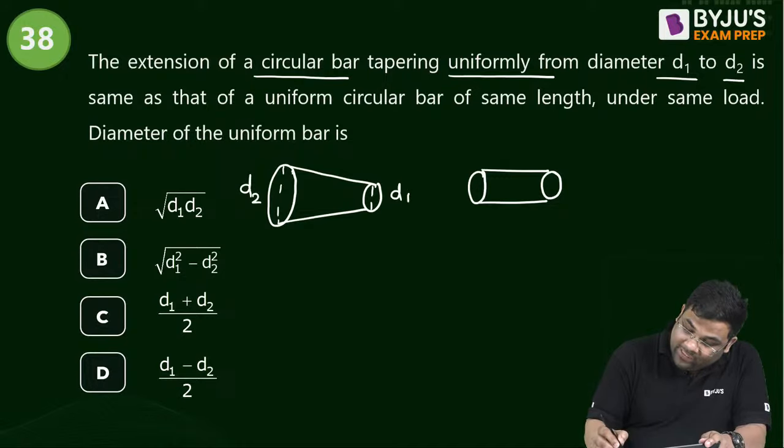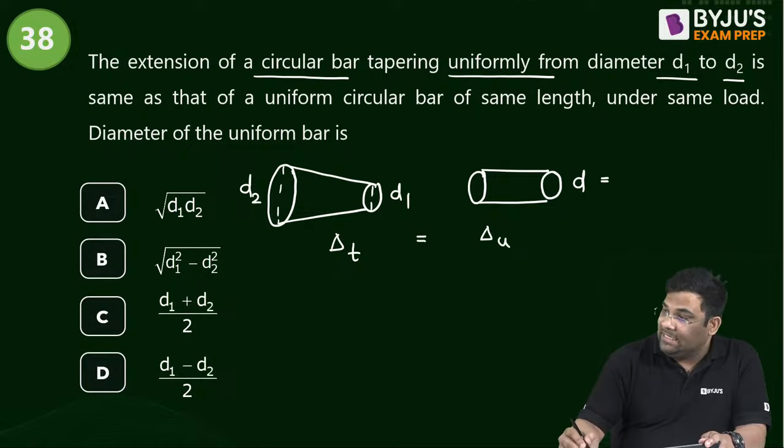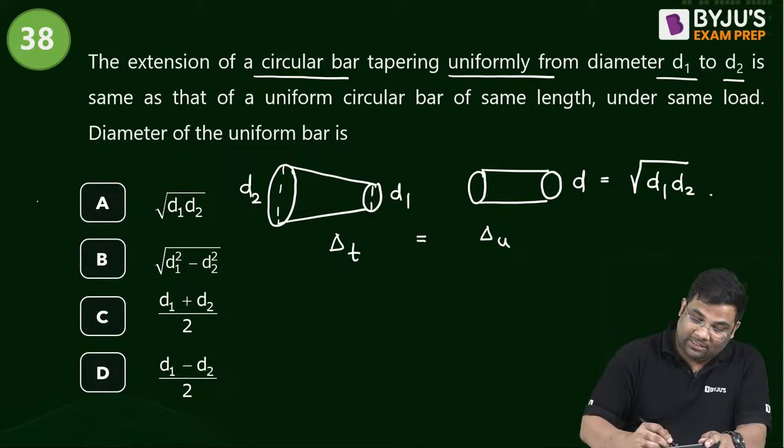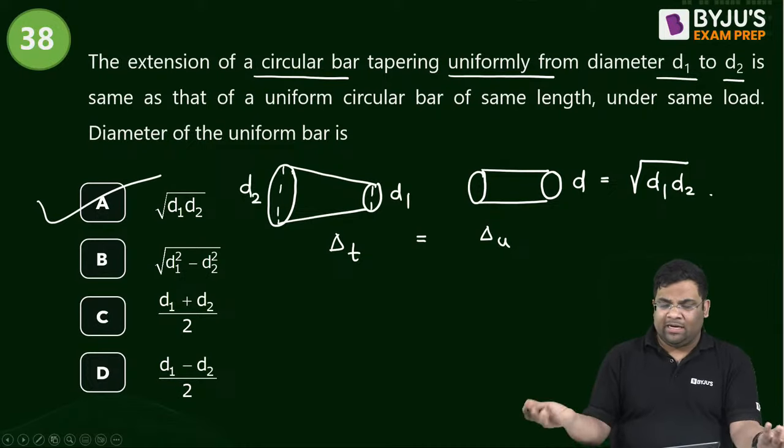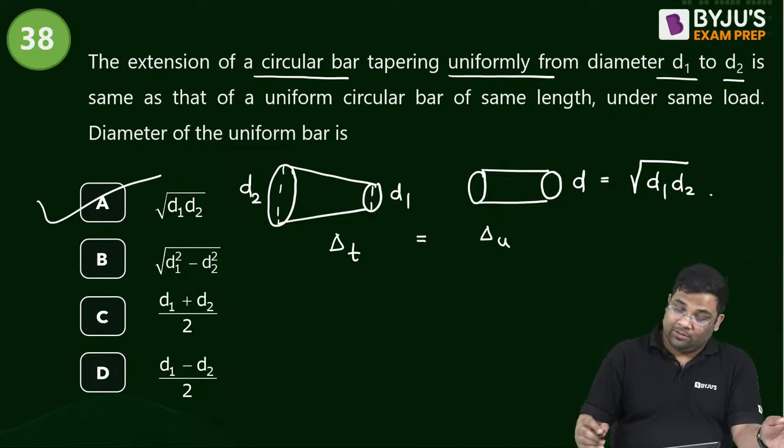So, the extension of a circular bar tapering uniformly from D1 to D2 has the same extension as a uniform bar having how much diameter? Tell me what's the answer to this. So D1 to D2, and this is D. If they have the same extension, delta for tapered or uniform, what will be this D? Remember, it is root under D1 D2. I'm not deriving it. We can always derive, but you have to remember this, okay?